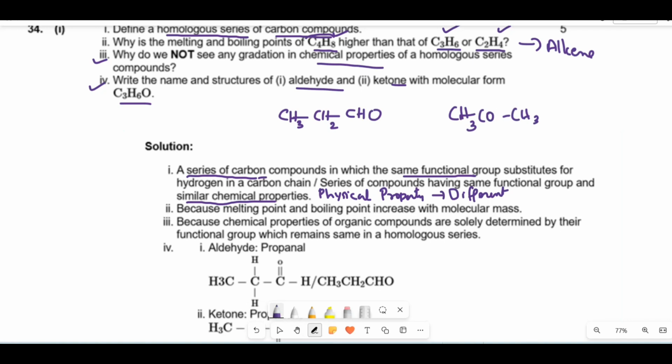Okay. If you want, you can write CHO in the functional group like C double bond O H: CH3, CH2, CHO. And here you can also write C double bond O, CH3. This is also correct. Here we are showing the type of bond present in the functional group. So this is aldehyde and the other one is ketone.